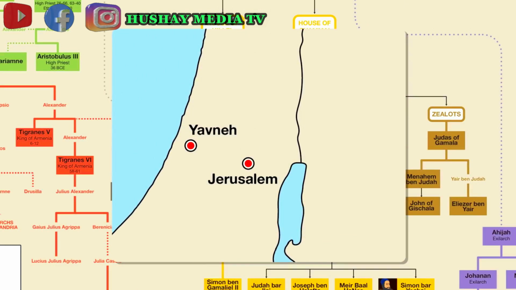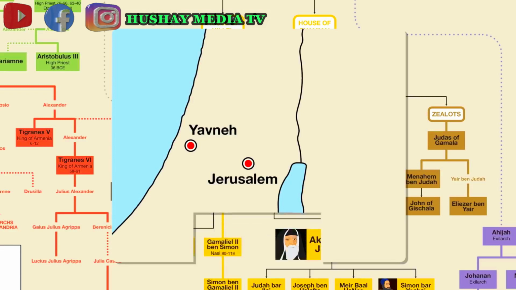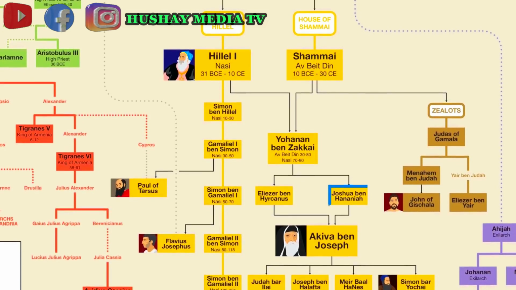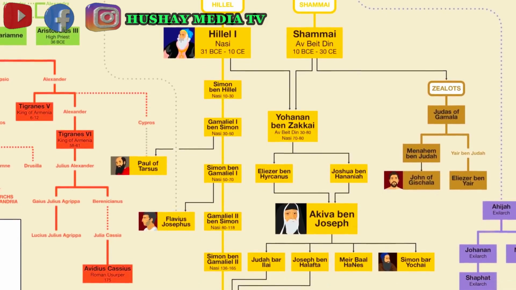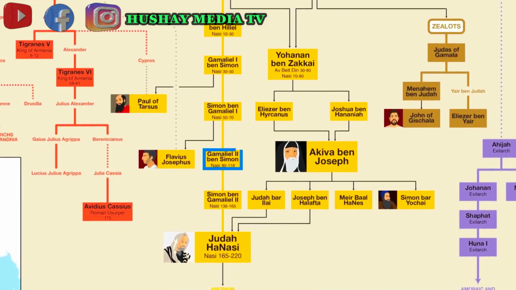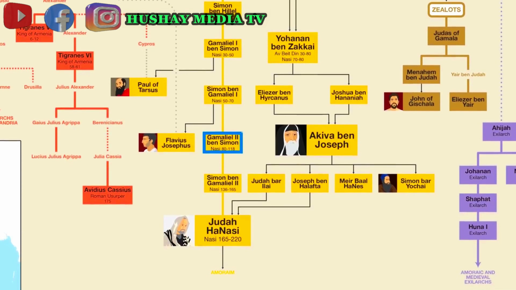Vespasian allowed this, and thus, in the year 70 CE, the center point for Jewish scholarship moved from Jerusalem to Yavne. There, Yohanan ben Zakkai took on the role of Nasi, as well as that of Av Beit Din, teaching students such as Eliezer ben Hyrcanus and Joshua ben Hananiah. Eventually, however, the title of Nasi passed back to the House of Hillel, with Simon's son, Gamliel II, taking on that role in 80 CE.